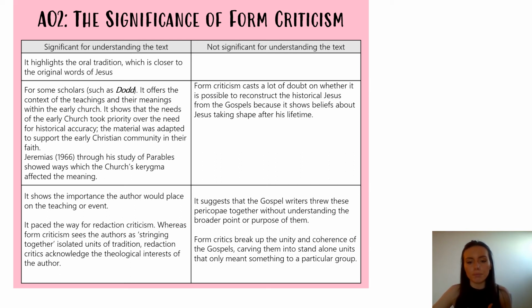The counter argument to those kind of collective points is that the fundamental issue almost with form criticism is that it works on a bit of an assumption that the gospel writers wrote individual units in isolation to meet the needs of the early church, and what form criticism fails to do is to bring these units together to understand what the gospel writer was trying to get across in his entire gospel. So it kind of breaks up the unity of the gospels and the sort of big picture points that the gospel writers may have been trying to get across.